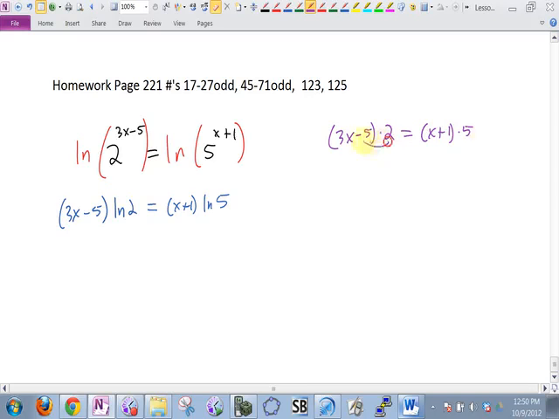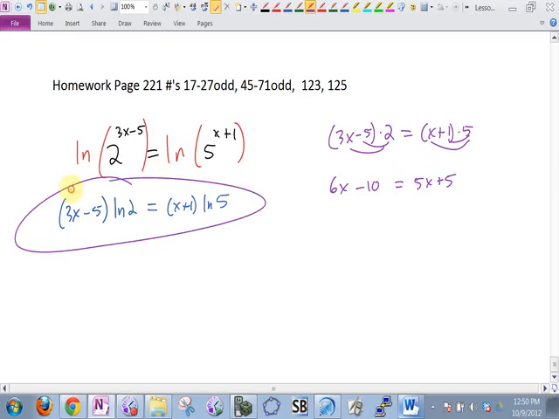First thing you would do is distribute. This becomes 6x minus 10, and this becomes 5x plus 5. Well, guess what we should do right now to solve this one? We should take those natural logs and distribute them. Didn't I say you're not allowed to distribute natural logs over addition or subtraction? Yeah, that's not what we're doing here. What are we distributing over addition and subtraction?